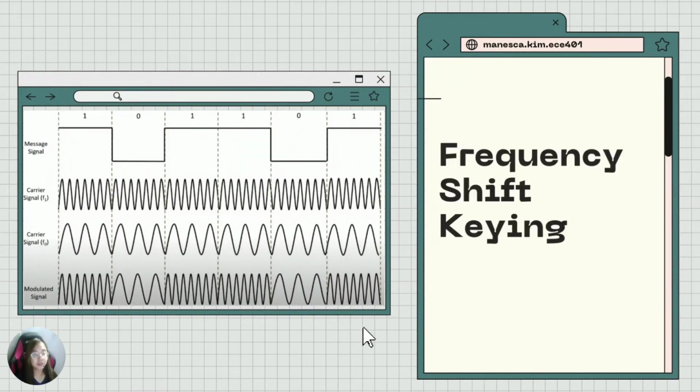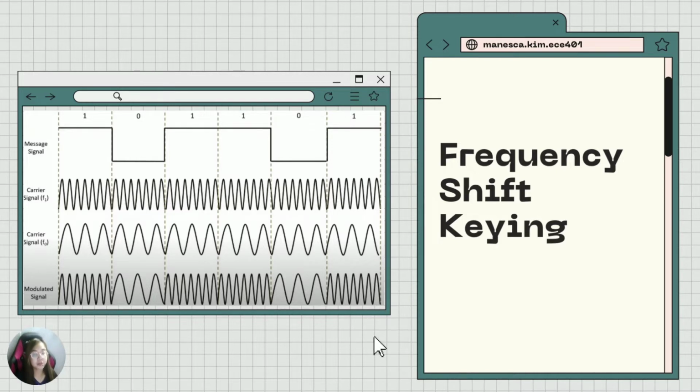So from the word itself, frequency shift keying, therefore, there is a change in terms of frequency. There are two carrier signals used to produce the modulated output. These two carriers are called the mark frequency and the space frequency.